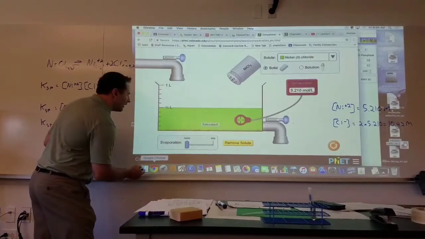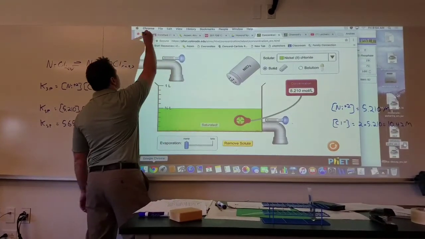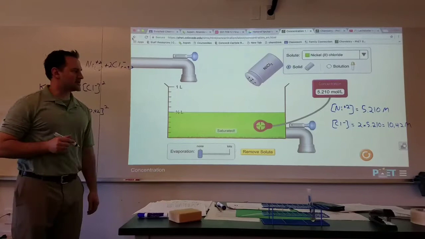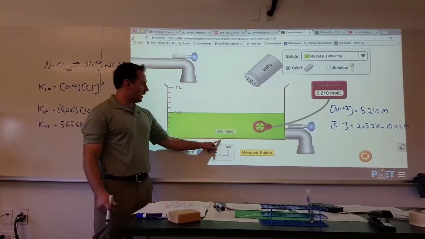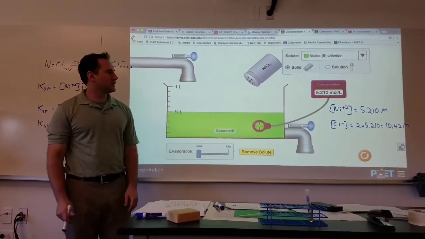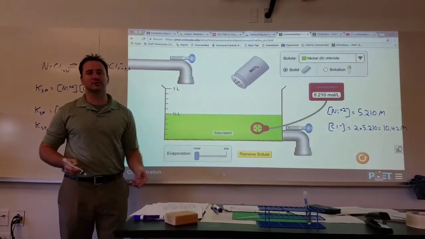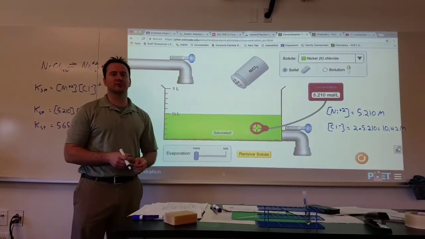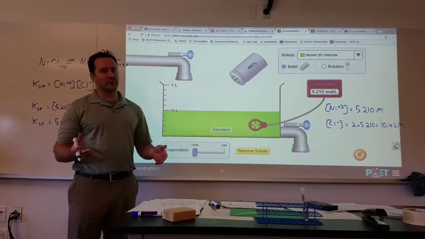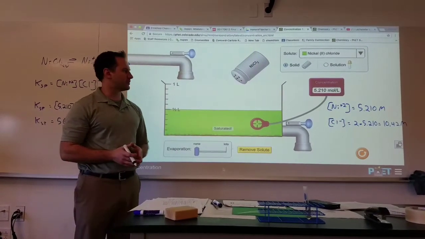So I'm going to take a look at the solution of nickel chloride. And you can see that it's saturated. You have undissolved crystal down at the bottom. It doesn't matter if I add any more, it's not going to actually change the molarity or the concentration of the solution because, well, if you're not part of the solution, you're part of the precipitate.